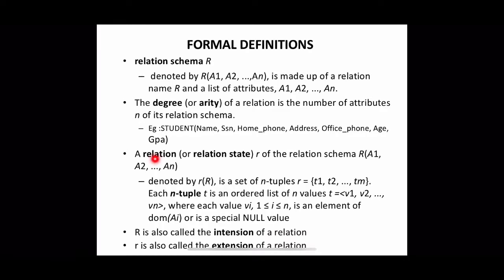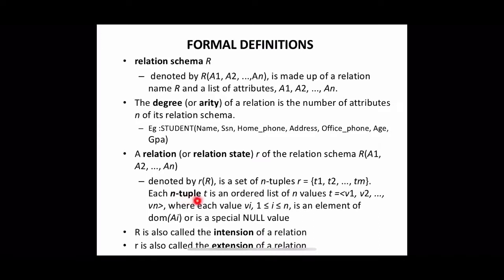Now a relation or relation state, which is denoted by small r of the relation schema capital R, is also denoted by the expression small r within brackets capital R, which denotes the corresponding schema. We can define this relation or relation state as a set of tuples, denoted as r equal to a set of tuples t1 to tm. So each tuple is a row of the relation.